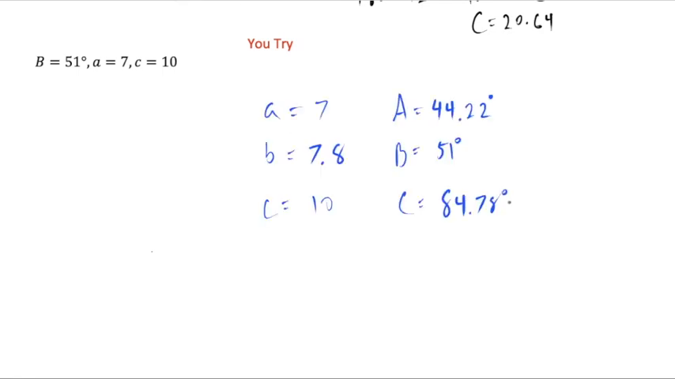On this problem, you would have found side b to equal 7.8. Angle A was 44.22 degrees, and angle C was 84.78 degrees.